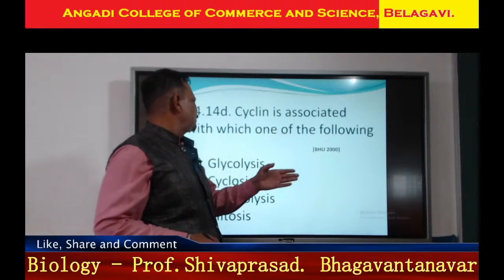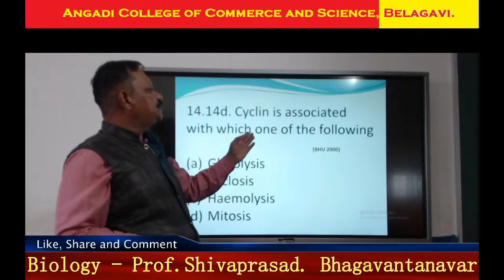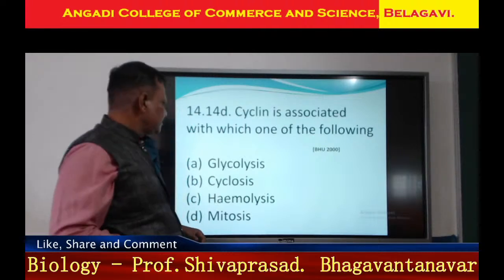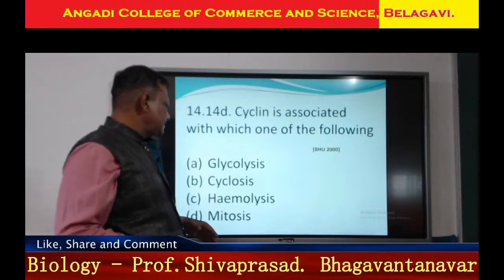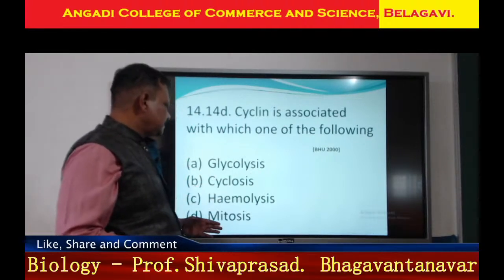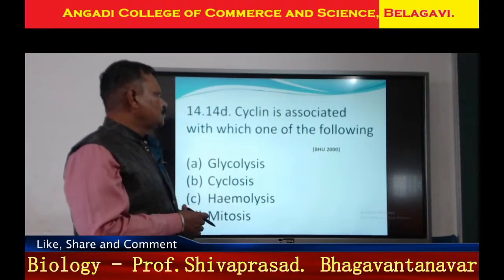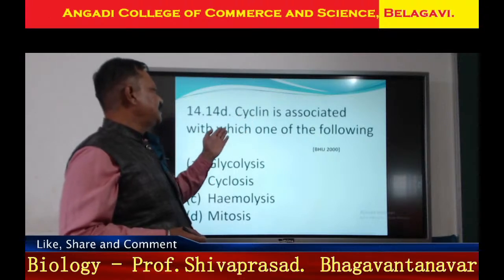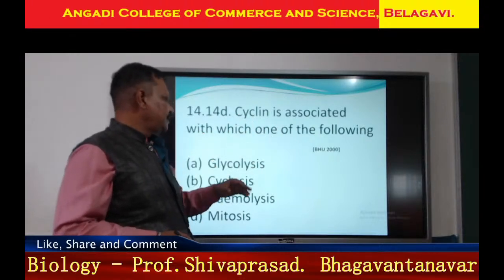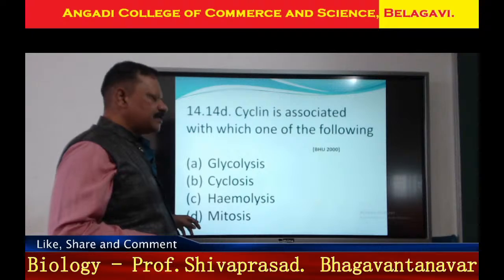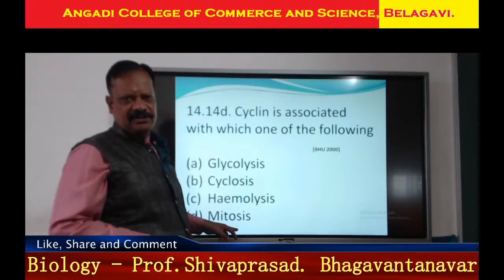Next. Cyclin is associated with which one of the following? Glycolysis, cyclosis, hemolysis, mitosis. So, cyclin is associated with which one of the following? That is associated with option B, mitosis. Next one.